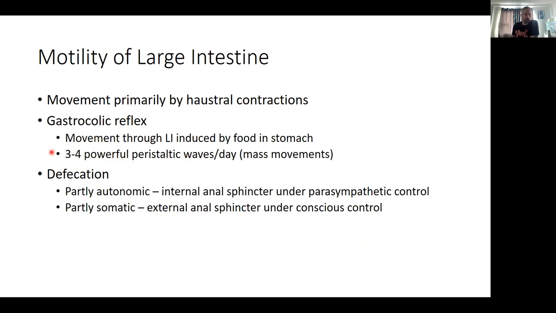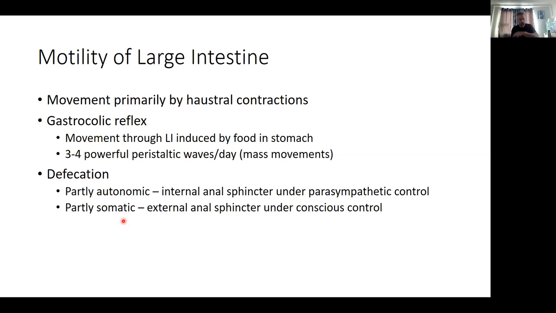The actual act of defecation is partly autonomic and partly somatic for reasons we just saw on the other slide, right? The internal anal sphincter is entirely autonomic. It's under parasympathetic control. So it opens and you got nothing to say about it. But you get to choose because the external anal sphincter is skeletal muscle. It is under conscious control. And so you can hold that back, so to speak.